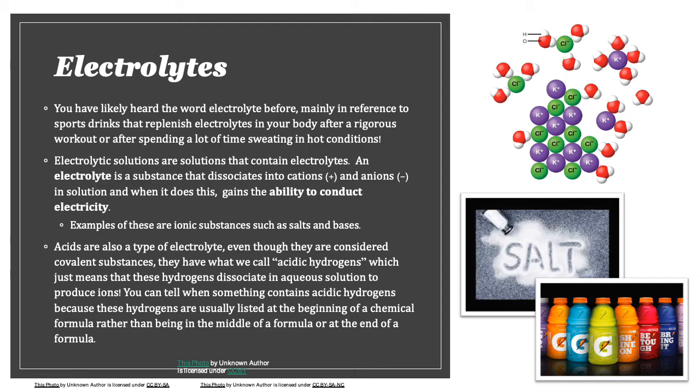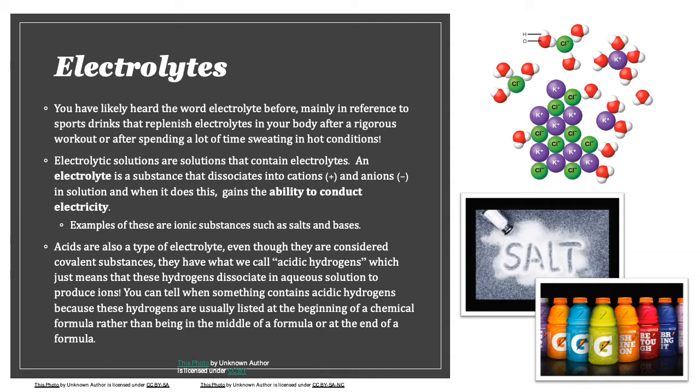And then I'm also going to include acids as electrolytes. I'm talking about acids separately because they're considered covalent substances because they're made of nonmetals, but they have what's called acidic hydrogens in their formulas. The reason we call them acidic is because when we put an acid into water, these hydrogens will dissociate and form positively charged hydrogen ions and then anions, depending on what kind of acid it was. So acids are also electrolytes because they will dissociate into positive and negatively charged ions in solution.